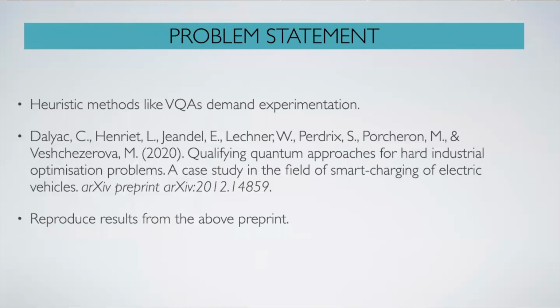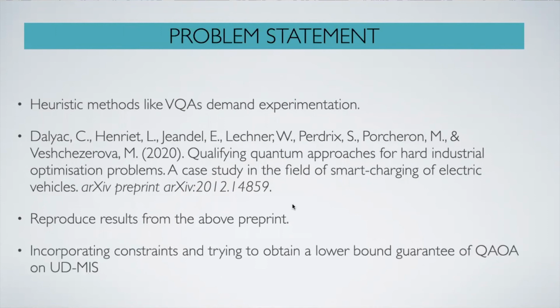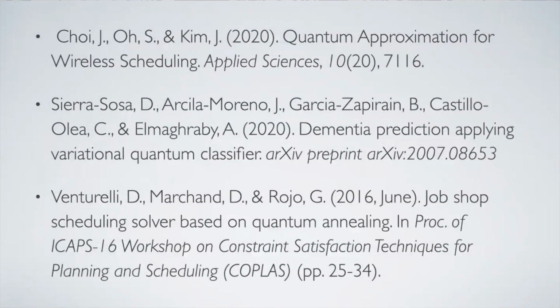So my first goal would be to reproduce these results. And once I've reproduced the results satisfactorily, I'll start incorporating more constraints and making the problem more realistic, and maybe try to obtain an empirical lower bound guarantee of QAOA on the maximal independent set problem. That's the goal for now. Once I'm done with this, my mentor and I plan to go on to these other studies and see if we can use other quantum algorithms or tailor the current algorithms for these specific problems in order to get better performances.